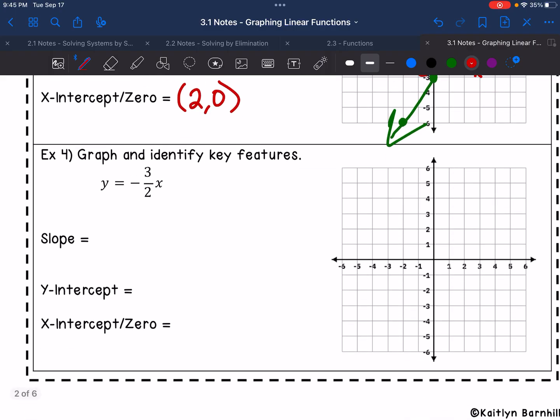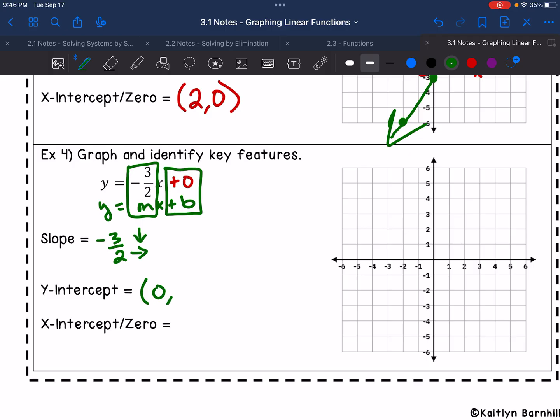All right, final one. We've got y equals mx plus b. So we can see our m is negative 3 over 2. So this means down by 3, right by 2. That's my rate. Now for b, I don't have anything. It's blank. So since it's blank, I'm going to hold that place with a 0. So that means this is going to go through the origin. So the y-intercept is 0, 0.